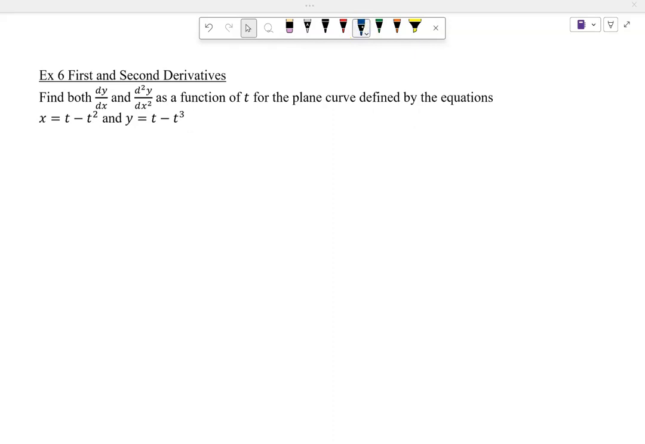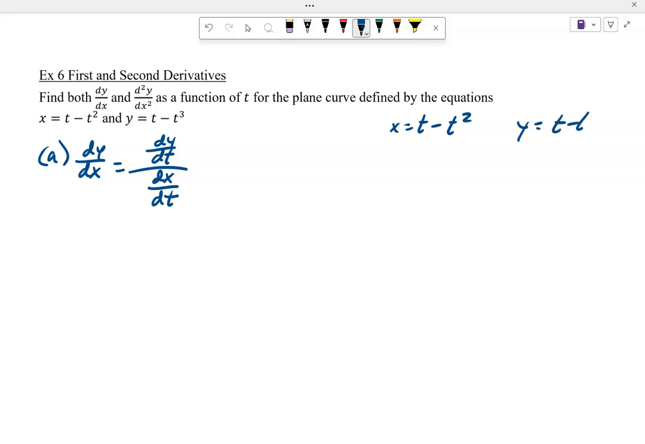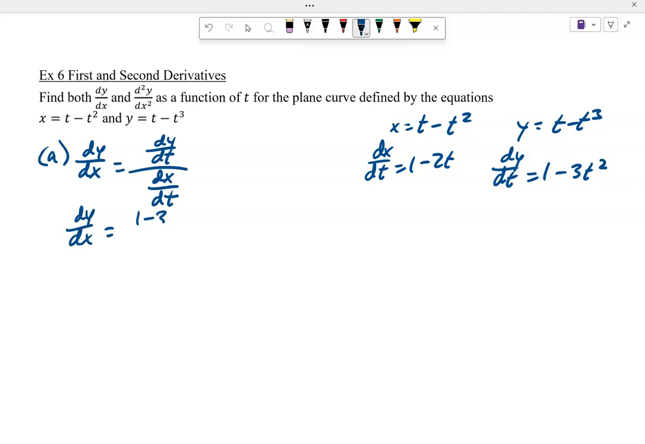So when we're finding, we've got to find both the first derivative. Let's go ahead and find that first, and then we'll use that equation to find the second derivative. So we have x is t minus t squared, y is t minus t cubed. So dx/dt is 1 minus 2t. dy/dt is 1 minus 3t squared. So dy/dx is (1 minus 3t squared) over (1 minus 2t). Okay, there's our dy/dx.